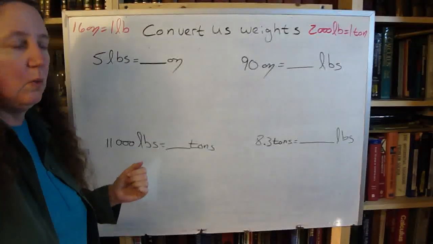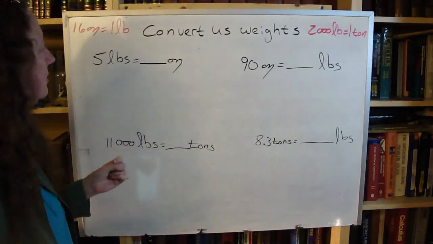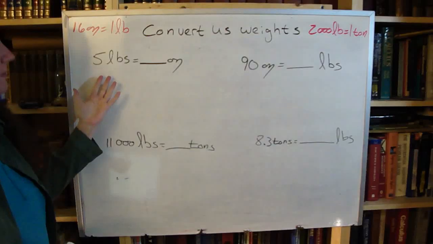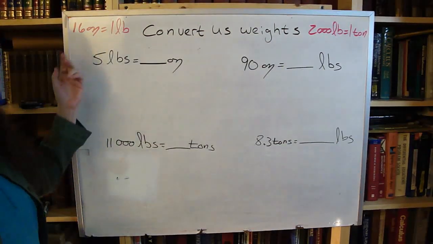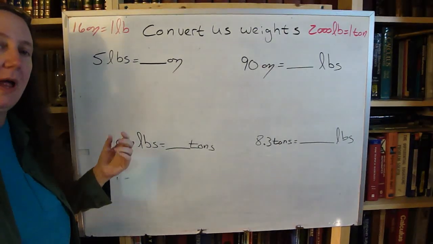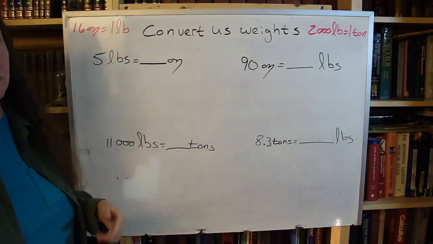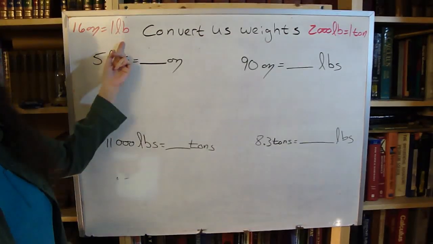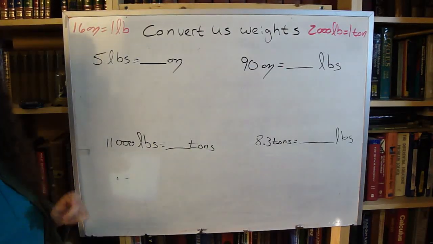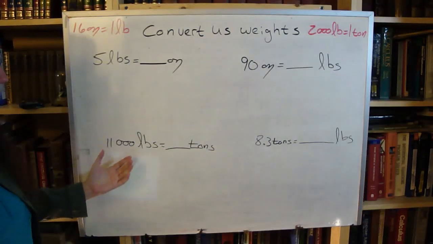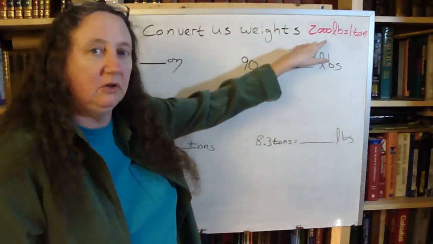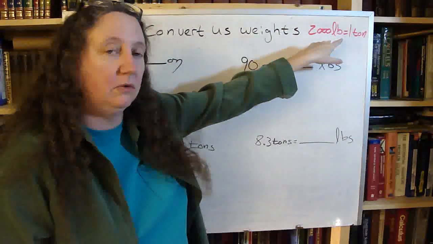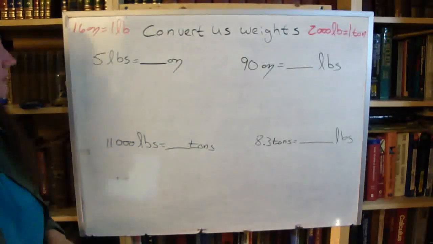Converting U.S. weights. We're going from ounces to pounds and pounds to ounces. In order to do that, we need to know how many ounces equals 1 pound. 16 ounces is 1 pound. Going from pounds to tons and tons to pounds, you need to learn that 2,000 pounds equals 1 ton.